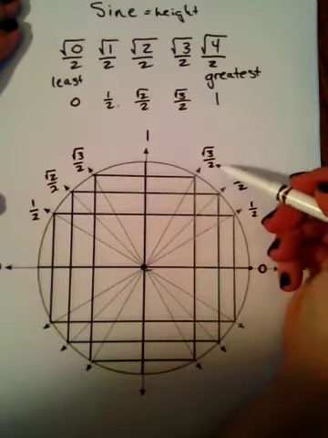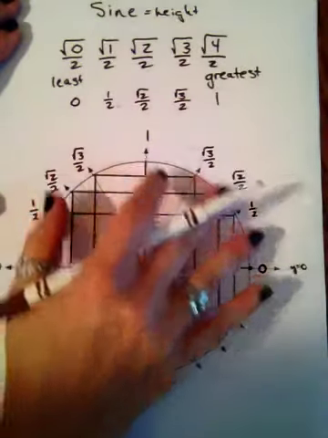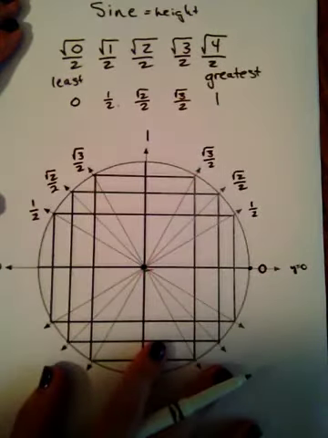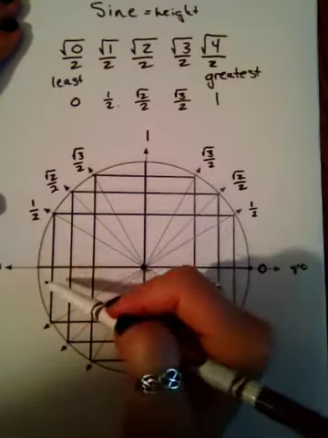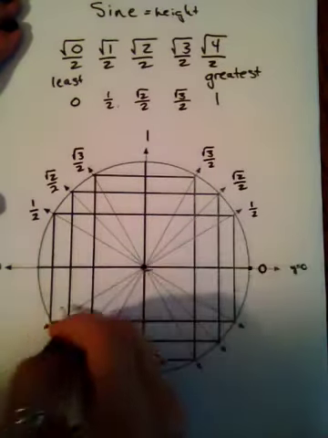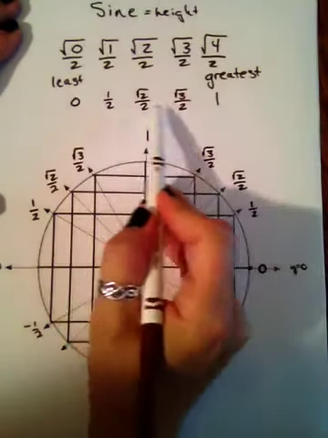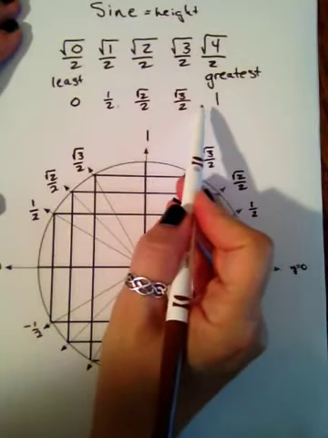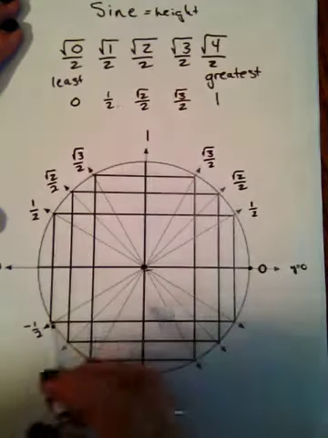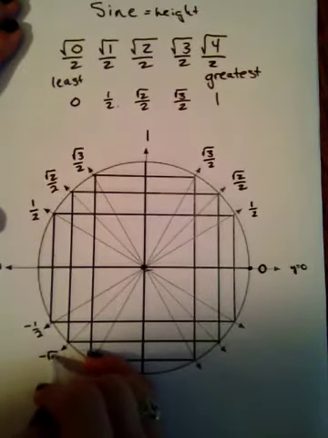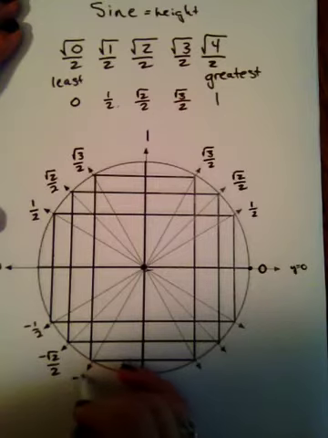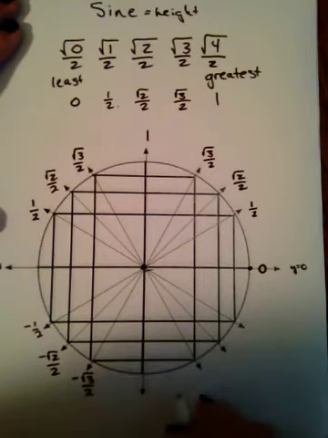So all of these values are going to be positive because they're very simply above, and all of these values are going to be negative because they're below. So since this distance up here was 1/2, this would be a negative 1/2. And I'm going to go all the way to -1 and then come all the way back up to 0. So negative 1/2, negative square root of 2 over 2, negative square root of 3 over 2, negative square root of 4 over 2, or -1.